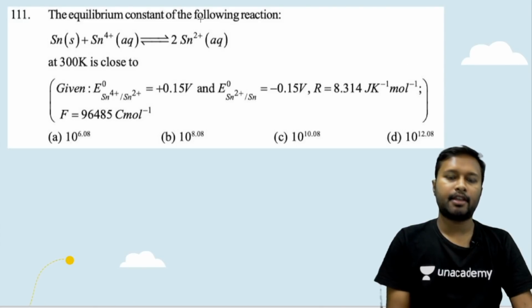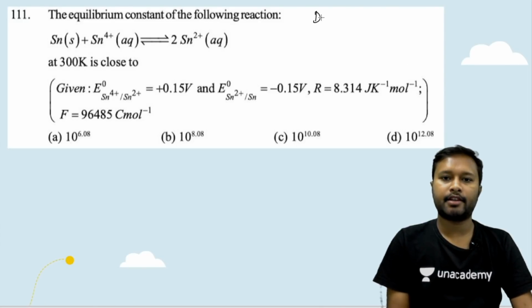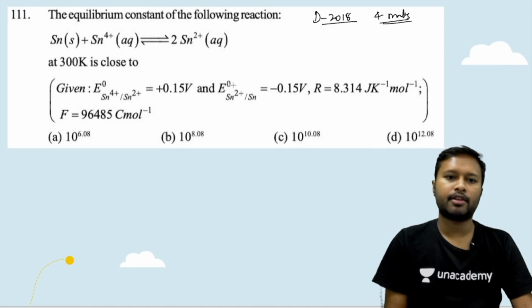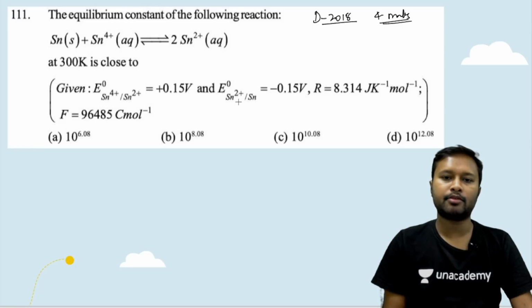Alright guys, this is again a very good question which was asked in the CSIR December 2018 exam, and this was asked for 4 marks. It was a very nice question. It says that the equilibrium constant for the following reaction is to be found. The reaction is given to you at 300 Kelvin, and the E naught values are given to you: the reduction potential from tin plus 4 to tin plus 2 and from tin plus 2 to tin. R is also given to you. Faraday value is also given to you. That's what you have to put.